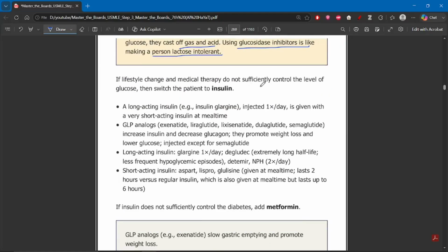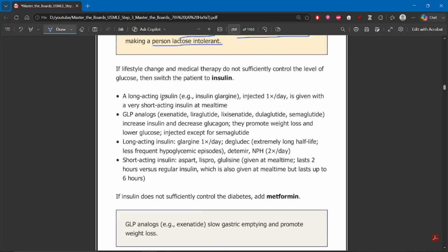If lifestyle change and medical therapy do not sufficiently control the level of glucose, then switch the patient to insulin. Long-acting insulin glargine, injected once per day, is given with a very short-acting insulin at mealtime. GLP agonists, exenatide, liraglutide, lixisenatide, again the glutide ones, increase insulin and decrease glucagon. They promote weight loss. Again, this is a good thing. They are injected except semaglutide, which is oral. So you give long acting with a very short acting.